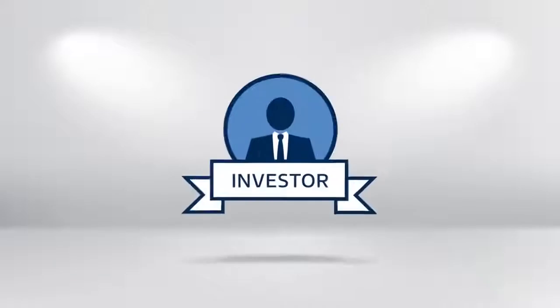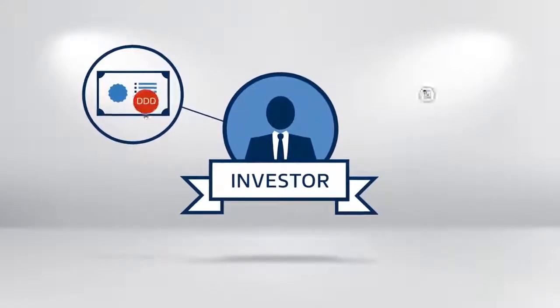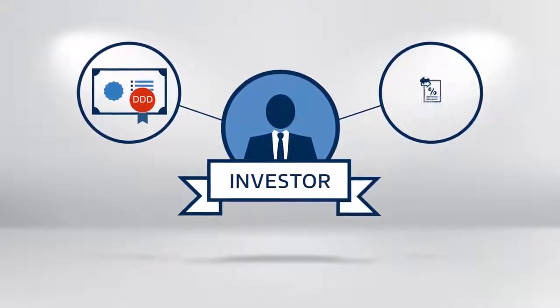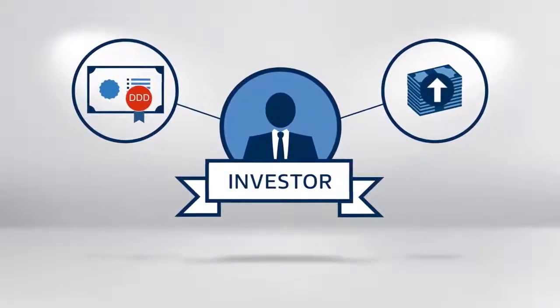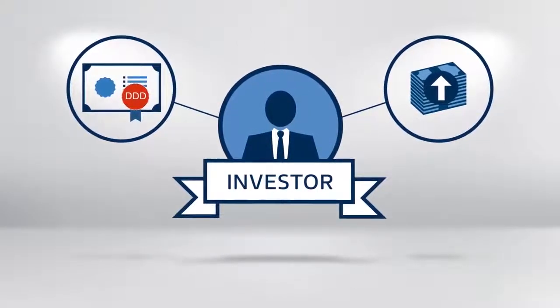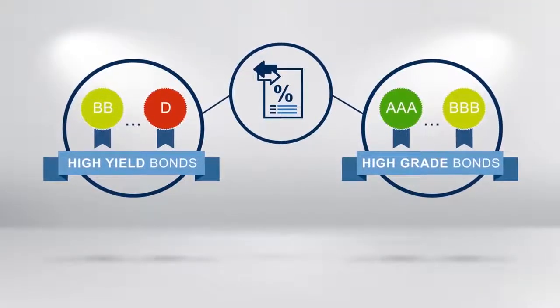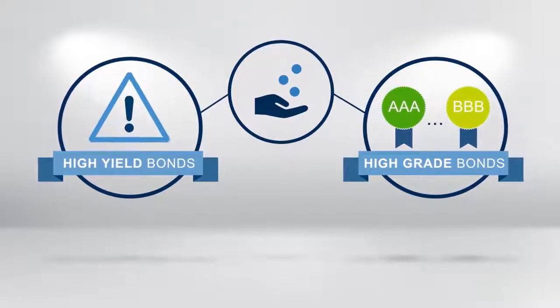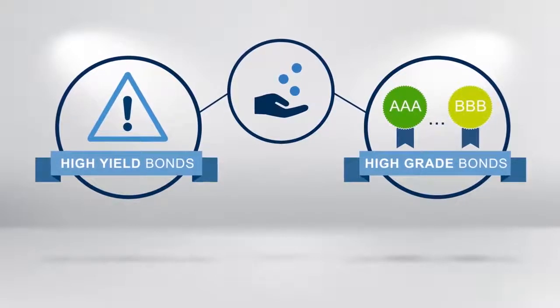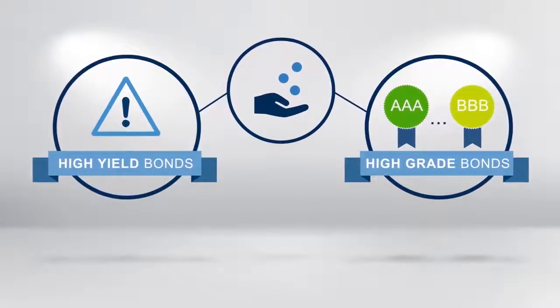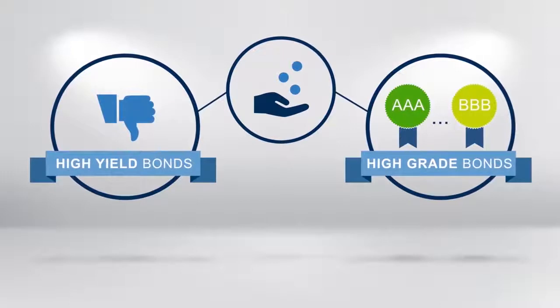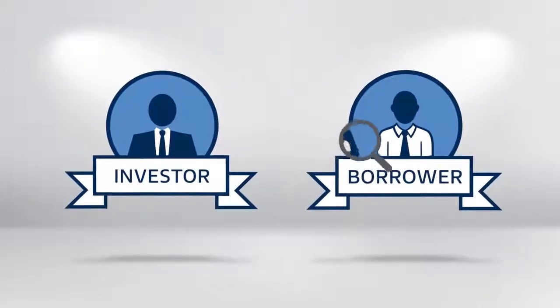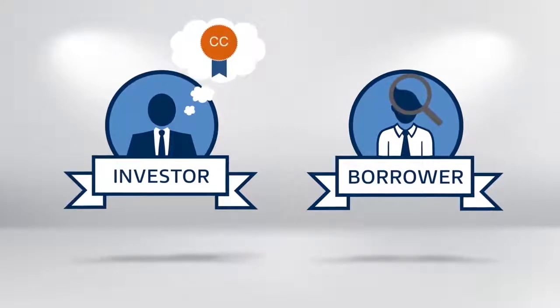As an investor, you're entitled to expect that the coupons on high-yield bonds would be higher than the coupons on high-grade bonds. If high-yield coupons were the same as high-grade coupons, you would consider that the return on the high-yield bond does not compensate you for the increased risk of issuer default, and neither you nor any other investor would buy them.